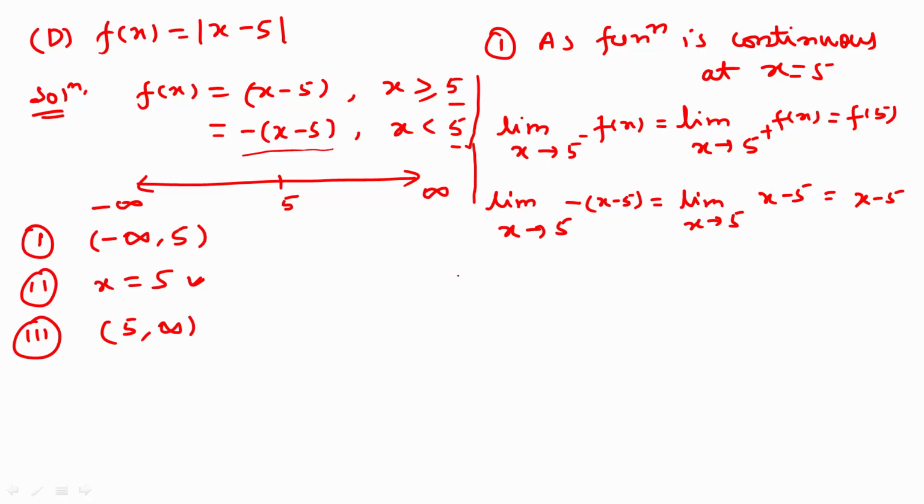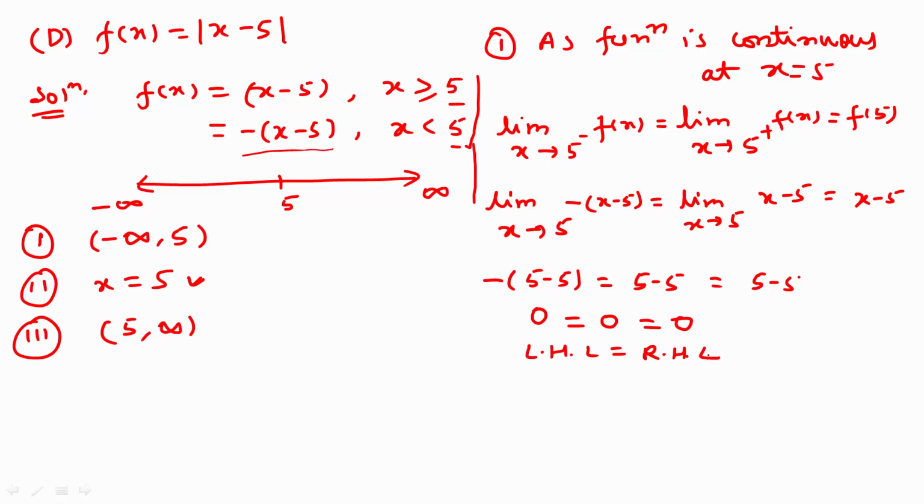So on taking the limit, minus (5 minus 5) is equal to 5 minus 5 is equal to, put the value of x is equal to 5, 5 minus 5, this will be equal to 0, 0, 0. That is, the left hand limit is equal to the right hand limit. So the function is continuous at x is equal to 5.